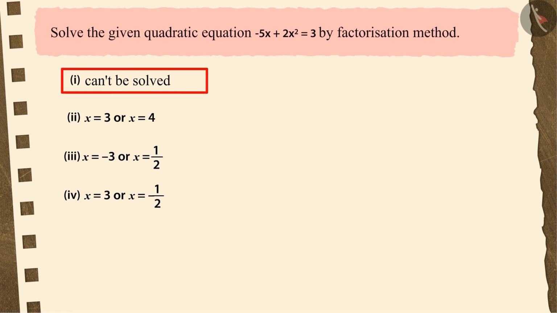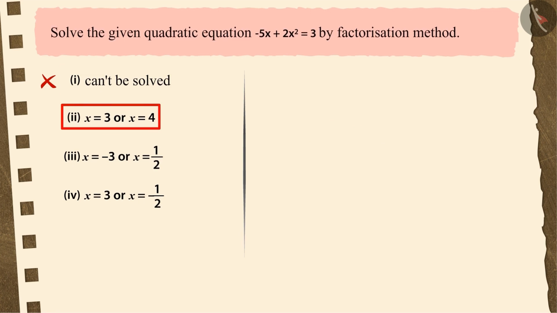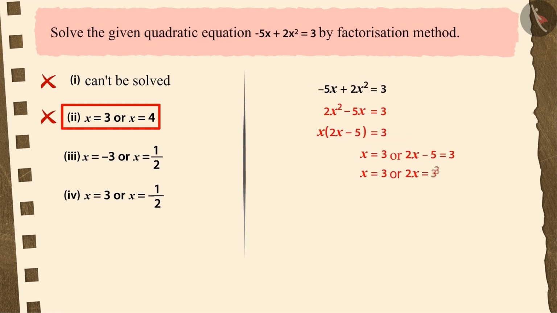If you selected the first option, then it's a nice try. But this is an incorrect answer because before solving a quadratic equation, you didn't write it in its general form, because of which it is impossible to solve this quadratic equation. If you selected the second option, then it's a nice try. But it is an incorrect answer because you solved the question without converting it into the general form, which is why your answer is wrong.